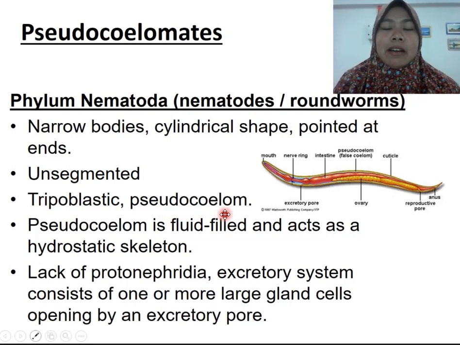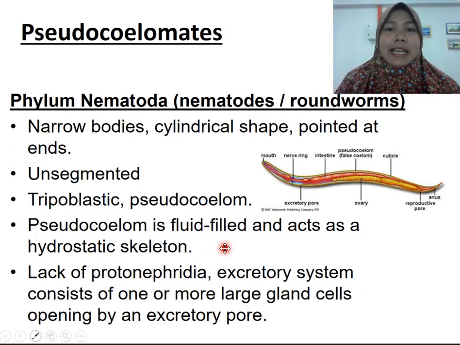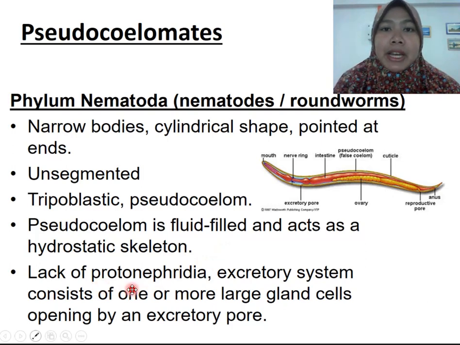What is the characteristic of the pseudocoelomates? They have a cavity. The cavity is located between the mesoderm and endoderm layer. The pseudocoelom is fluid filled, meaning that the cavity is filled with fluid, where this fluid acts as a hydrostatic skeleton for the roundworm. And they lack protonephridia, not like Platyhelminthes.